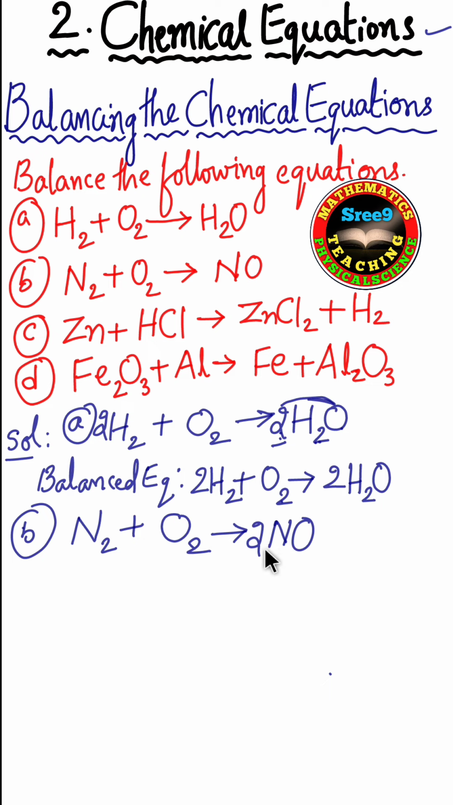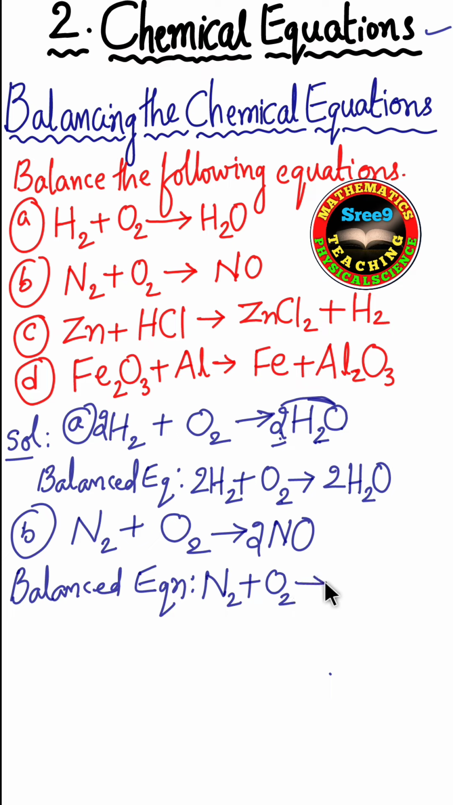Hence, 2 nitrogens and 2 oxygens on the left hand side, 2 nitrogens and 2 oxygens on the right. So it is balanced. Hence, I will write the balanced equation. The balanced equation is N2 plus O2 gives rise to 2NO. So this is balanced because on both sides, left hand side and right hand side, the number of atoms are balanced. Got it?